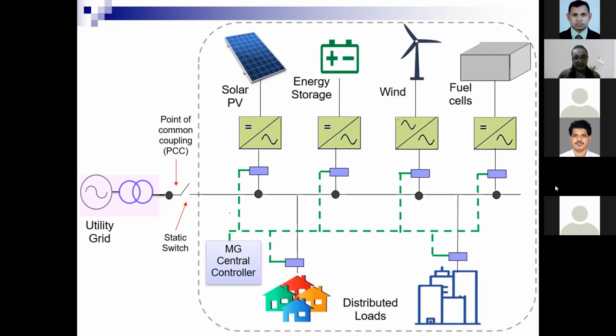In addition to that, microgrids often have technologies such as solar photovoltaic or microturbines, both of which require power electronic interfaces such as DC to AC converters or DC to DC converters to get connected to the electrical system. So this is the basic structure of a microgrid.